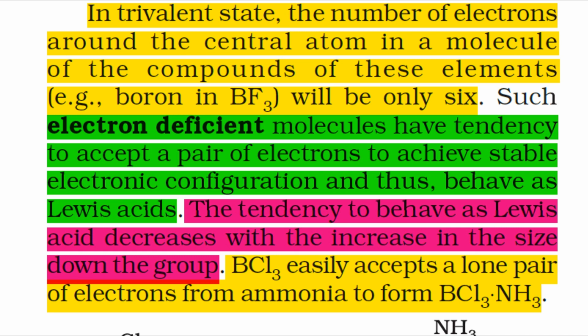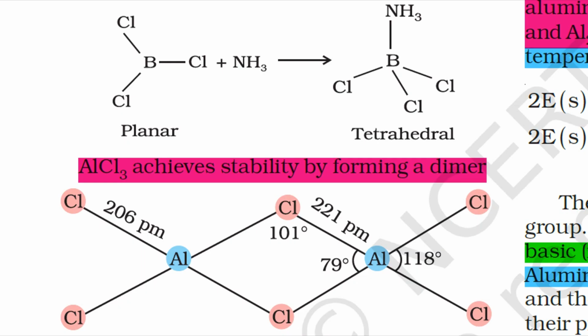So in BF3, the central atom is surrounded by only 6 electrons, but for octet you need 8 electrons. So that's why BF3 is electron deficient and acts as Lewis acid. Okay, so the tendency to behave as Lewis acid decreases with increase in size down the group. Next, BCl3 easily accepts a lone pair of electrons from ammonia to form BCl3.NH3. So you can see the compound.